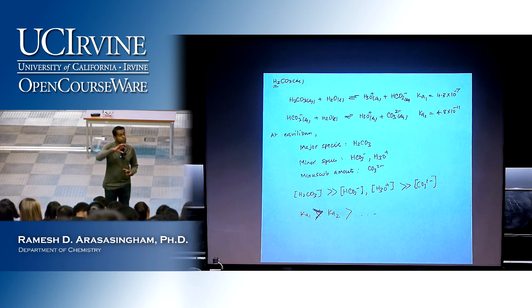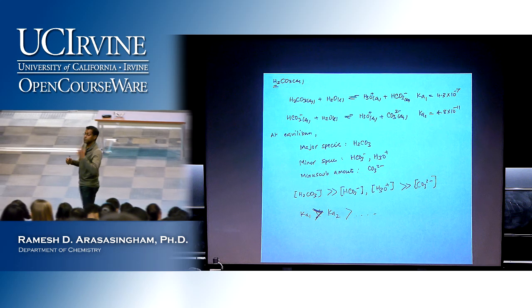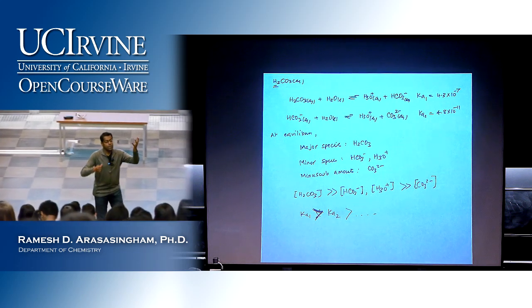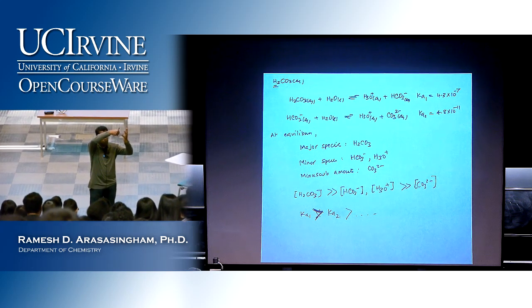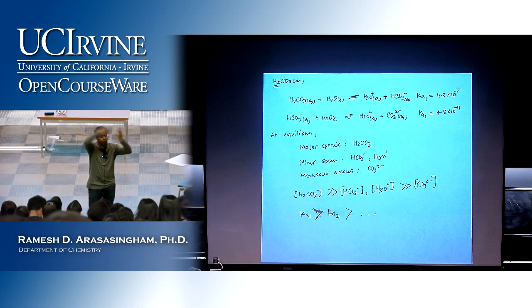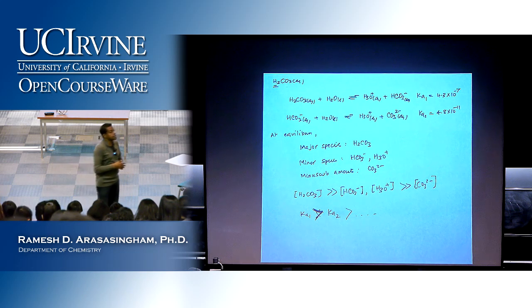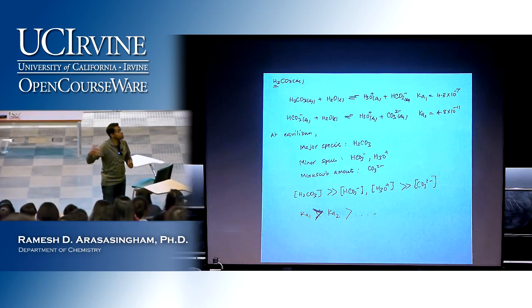And the reason is when you pull the first one off, you end up with a species that is negatively charged. So when you have something that's negatively charged, it's harder to pull something positive away from it. So when the proton forms, it's hard to pull that away. All right? And so sequentially, it becomes harder to remove the proton.